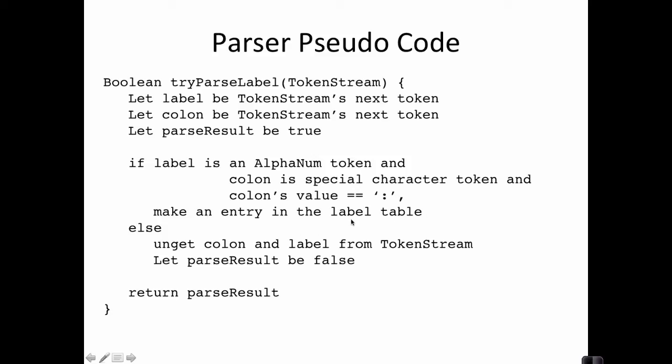The label table is a table that keeps track of the label's value and the location of where we are currently in the kernel.img array. That's so that we can figure out how to branch to this label.